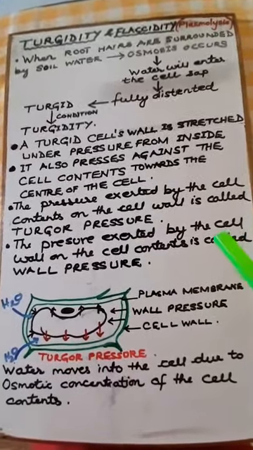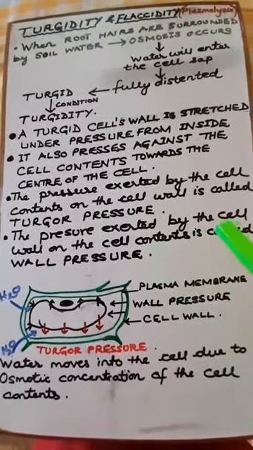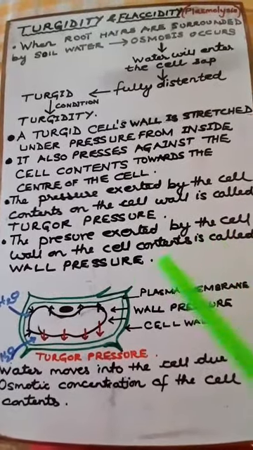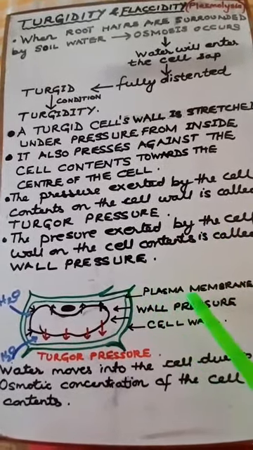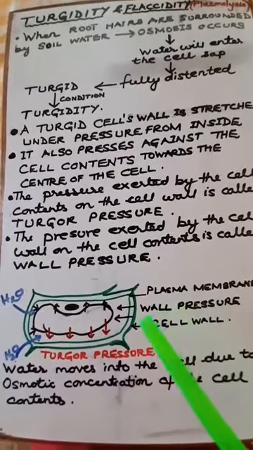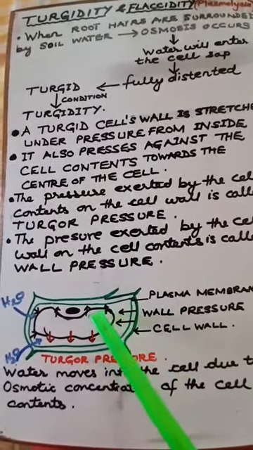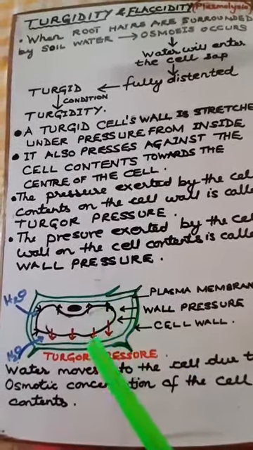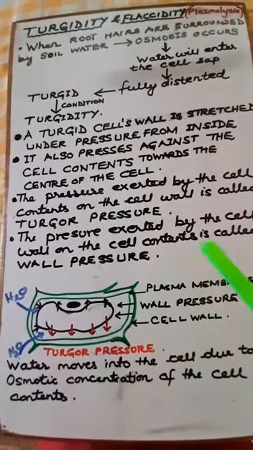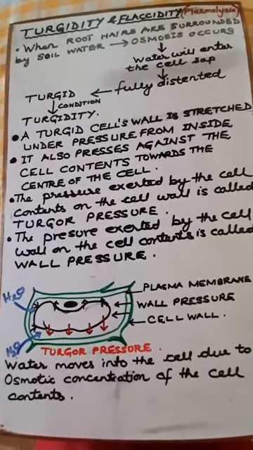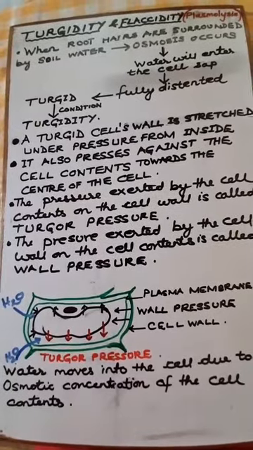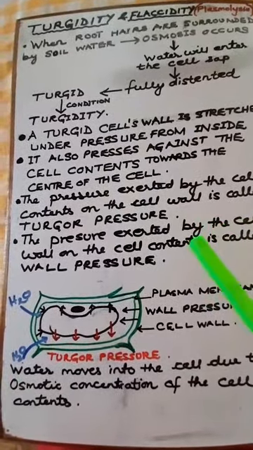Now, if the pressure is balanced, the wall pressure applied by the cell wall and the turgor pressure applied by the cell contents, when it is balanced, then the cell remains nice and turgid.